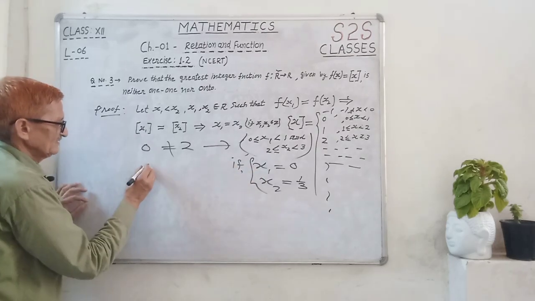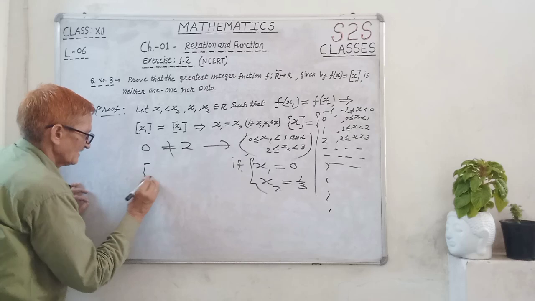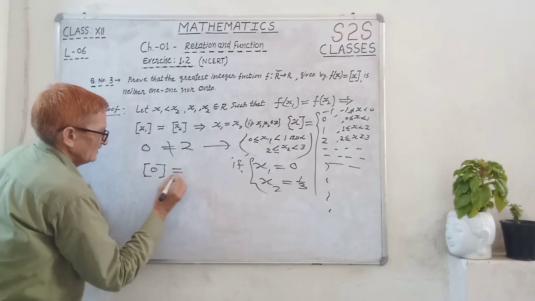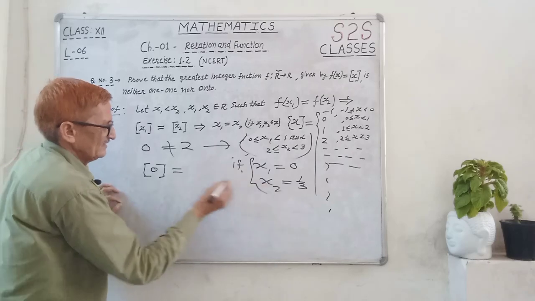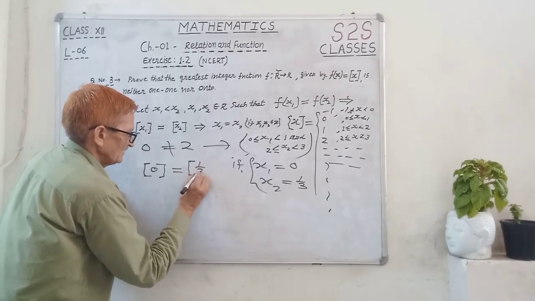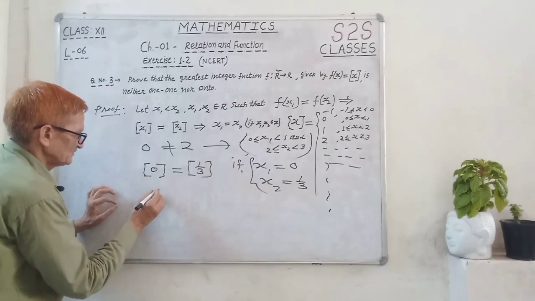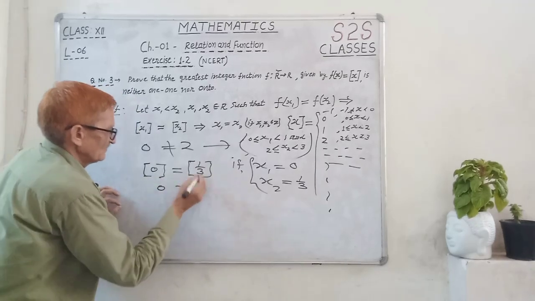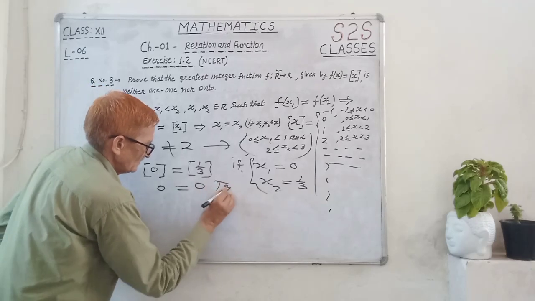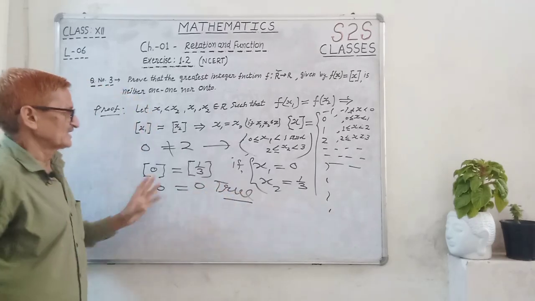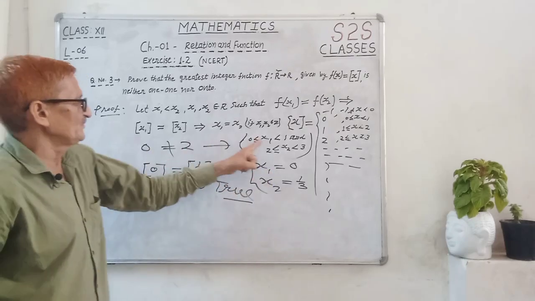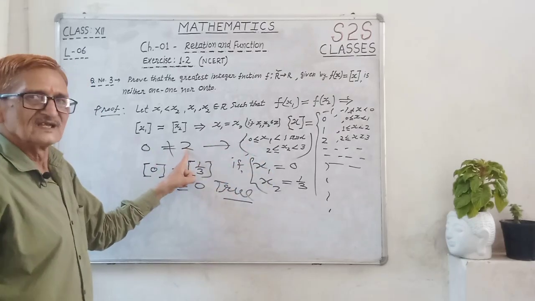So x1, the greatest integer of 0, is it equal or not? Checking. The greatest integer of 1/3. So the greatest integer of 0 is 0, which is equal to the greatest integer of 1/3, also 0. True. So x1 is not equal to x2, these are different, yet the images are equal.